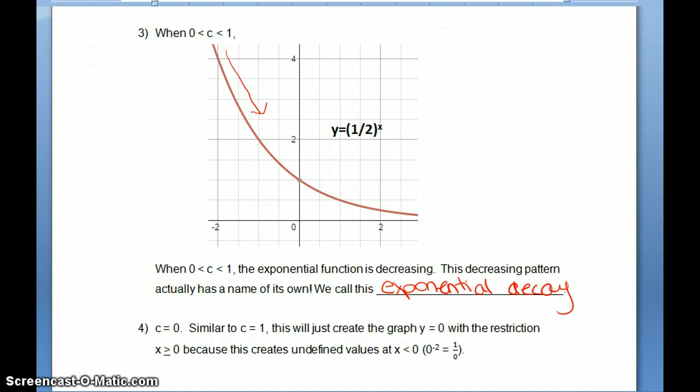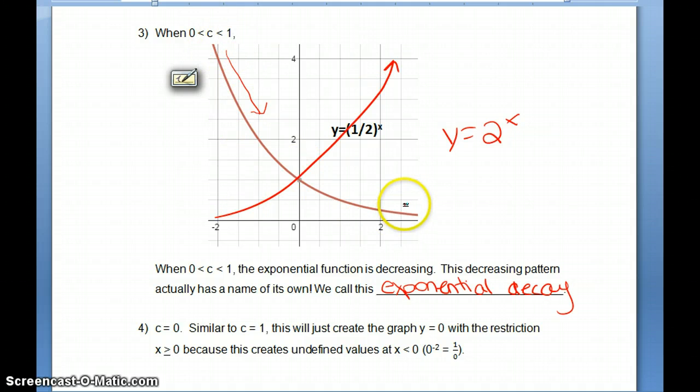Alright, so let's repeat that again. Your exponential growth will be increasing, so we'd have that example where y is equal to, say, 2 to the power of x. And then your exponential decay is when we're dealing with fractions. In that one, your values are decreasing as your x values are increasing. We'll look at these a little bit more in depth through some examples, but this is just to get you started.